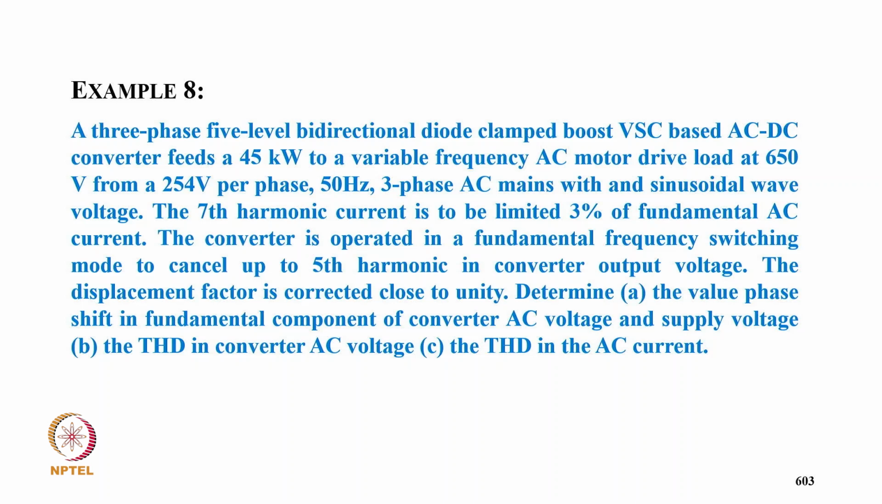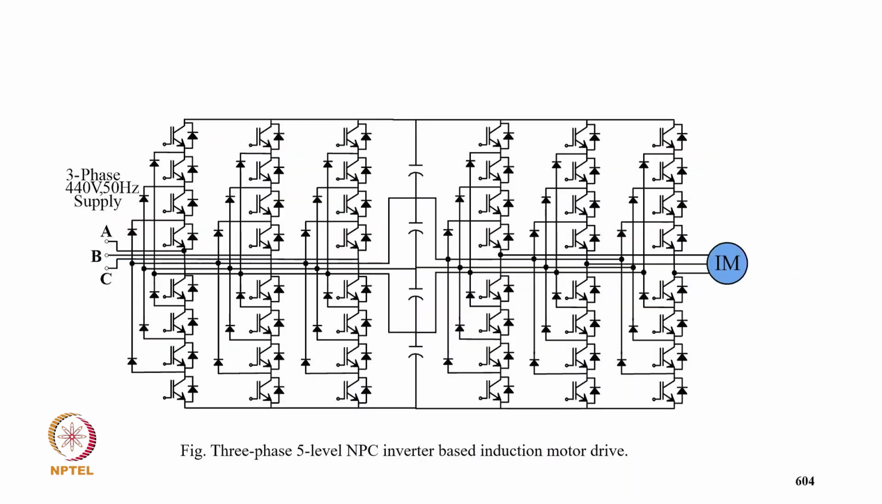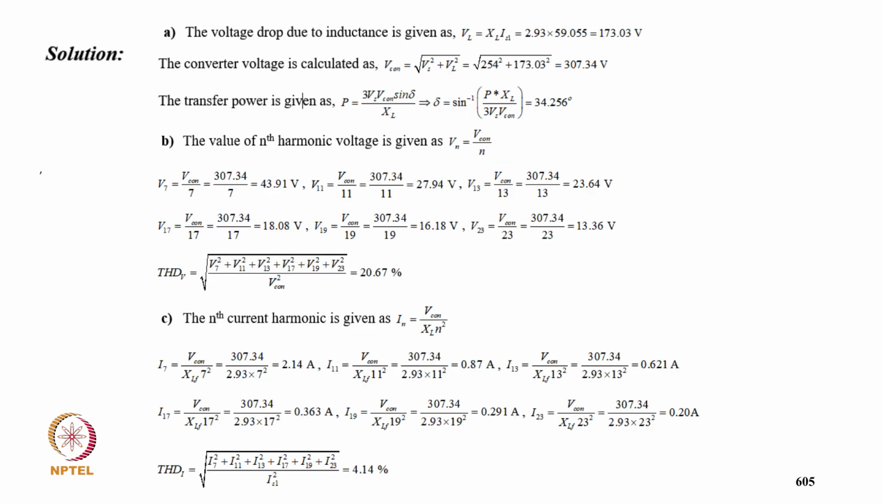Determine the value of phase shift between the fundamental component of AC voltage and supply voltage, the THD in converter AC voltage, and THD of AC current. And this is the 5-level inverter with neutral point, induction motor drive. So coming to the converter voltage, the voltage drop VL equal to XL into IS1, that is 173. The converter voltage is calculated as V converter square equal to VS square plus VL square, so it comes like 307.7.